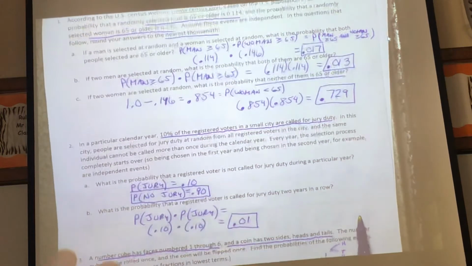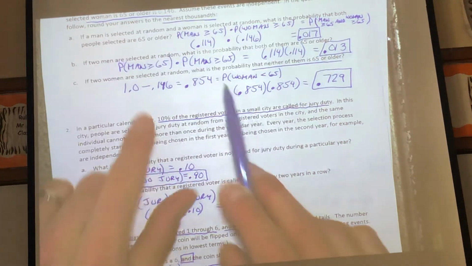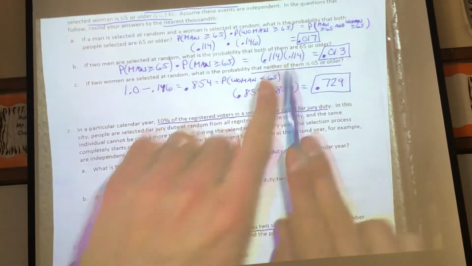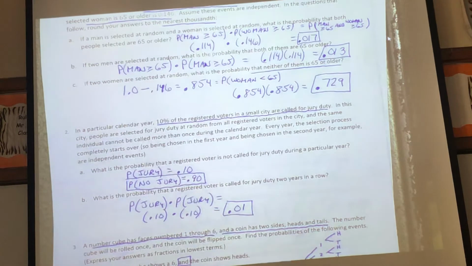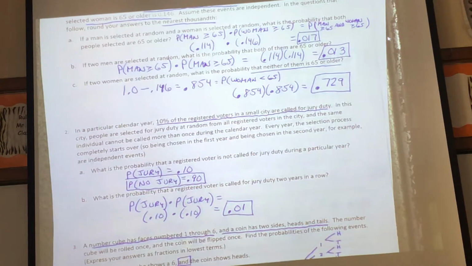Question B, if two men are selected at random, what is the probability that both the men are 65 or older? All right, so once again, they're independent, so this is an "and." All we're doing is multiplying both of those, because the probability of a man greater than or equal to 65 is 0.114. We multiply those together to get 0.013.